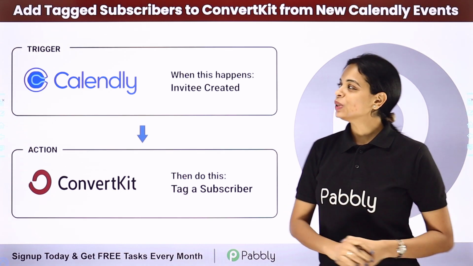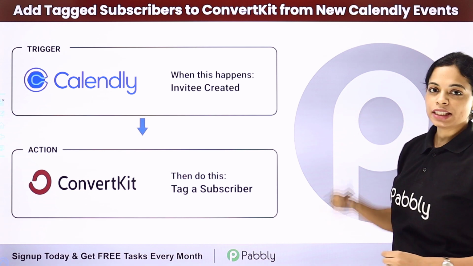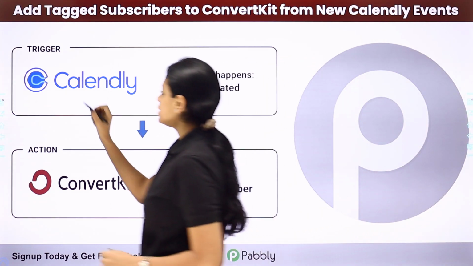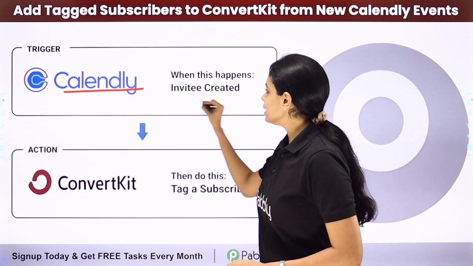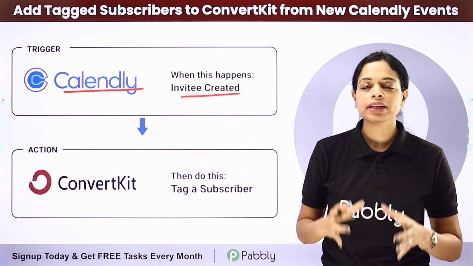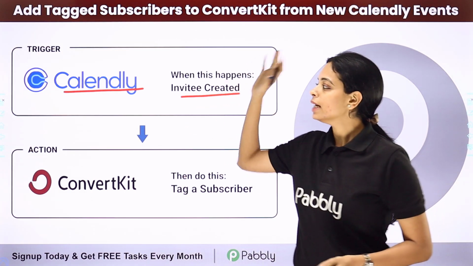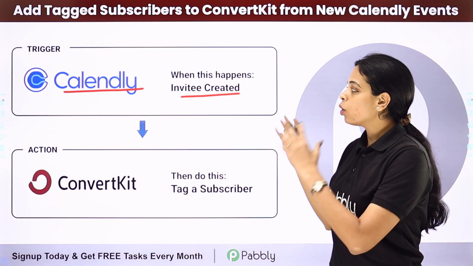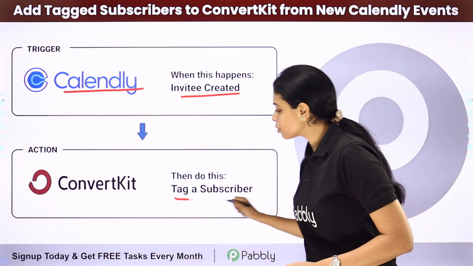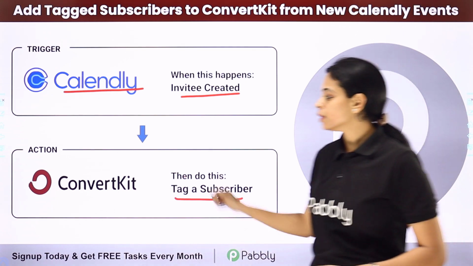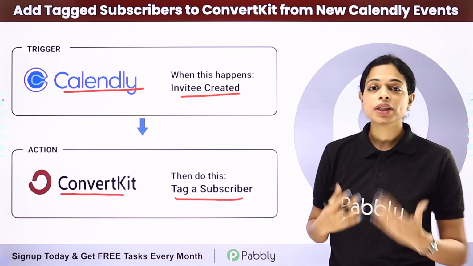In this video, we are going to see how to add tagged subscribers to ConvertKit from new Calendly events. So let's say that you're using Calendly as a booking software, and every time an invitee has been created, which means that you have an event and a user has been created as an invitee in that particular event, then automatically that particular user should be added as a tagged subscriber in ConvertKit, which is a marketing automation tool. Now, how can you do this?